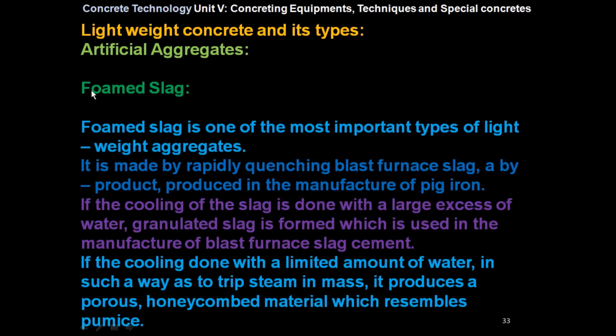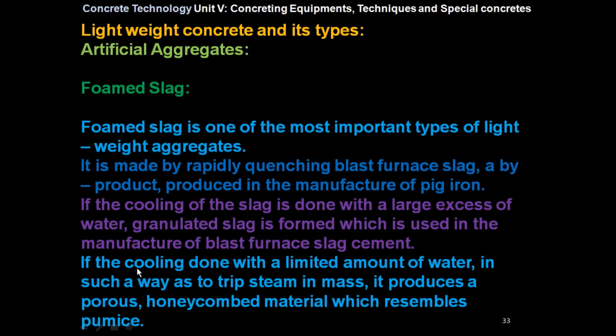Now we will see another artificial aggregate, foamed slag. Foamed slag is one of the most important types of lightweight aggregates. It is made by rapidly quenching blast furnace slag, a byproduct produced in the manufacture of pig iron. If the cooling of the slag is done with a large excess of water, granulated slag is formed, which is used in the manufacture of blast furnace slag cement.